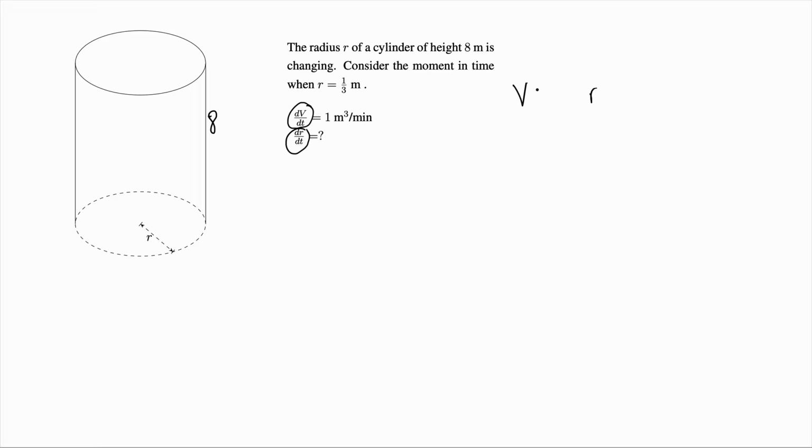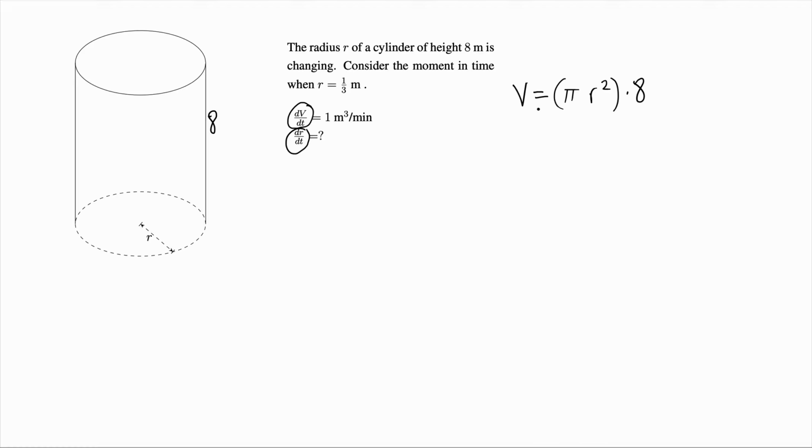Okay, so we think, do we have such a relationship between our variables V and r? We know that the area of the base of this cylinder is pi r squared. Then you have to multiply by the height, 8, because height times base is equal to volume. There's our equation, not bad.